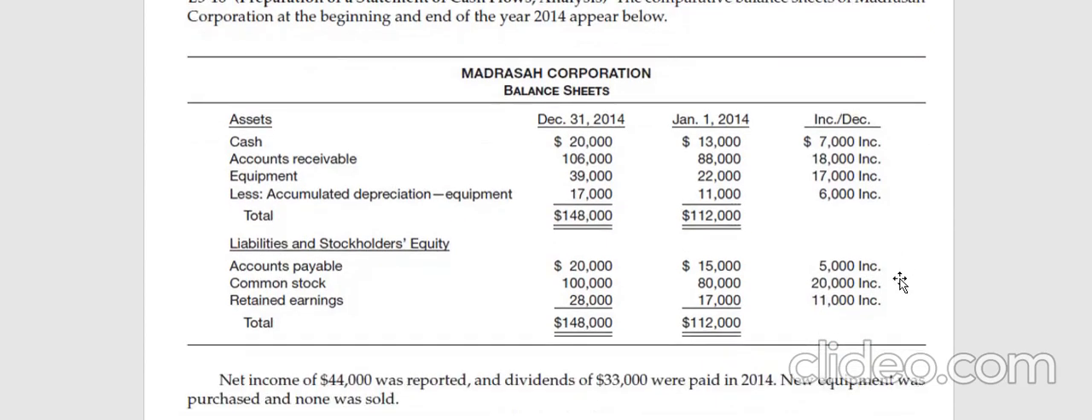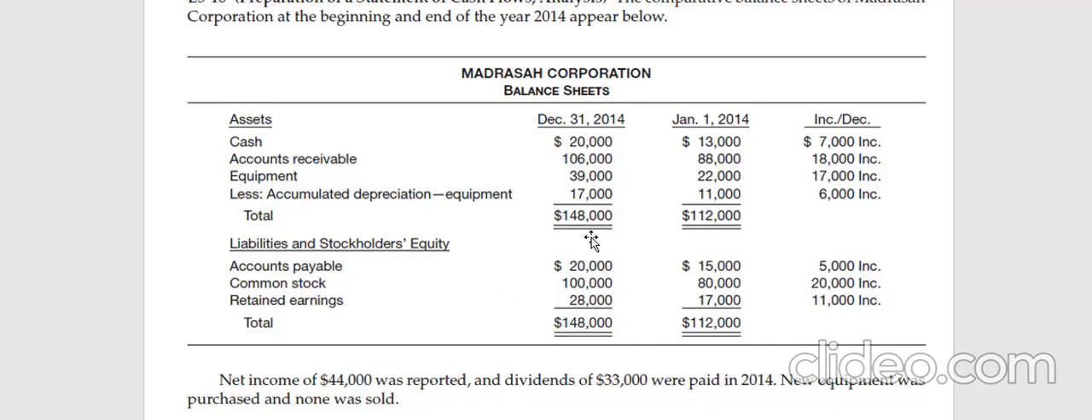Now, 2 years balance sheet information is given to us. That's the beginning of 14, which means the ending of 13, and the ending of 14 is also given. We are required to prepare the cash flow statement for 2014. The third column is actually just the increase and decrease that has occurred during the year. Information on net income, dividend, and equipment is also given to us.